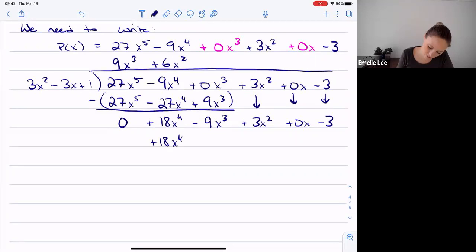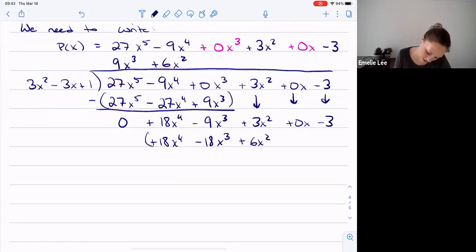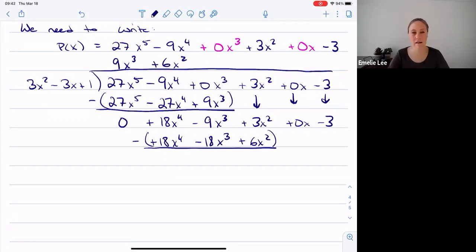So 6 times 3 is 18. 6 times negative 3, negative 18x to the 3. And x squared times x is x to the 3. And then we have 6x squared times plus 1, so plus 6x squared. Make sure you subtract all of these.